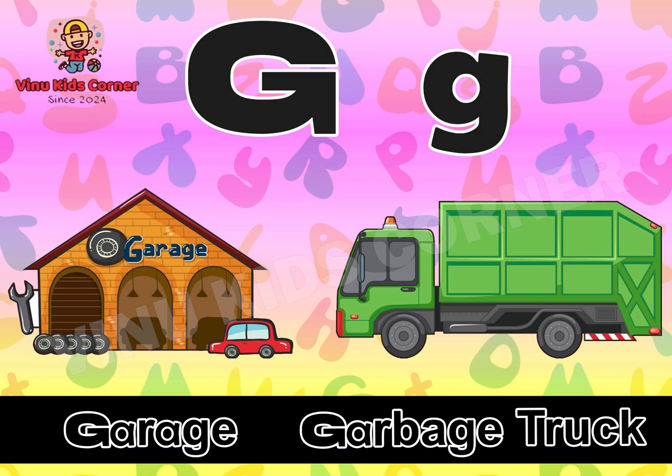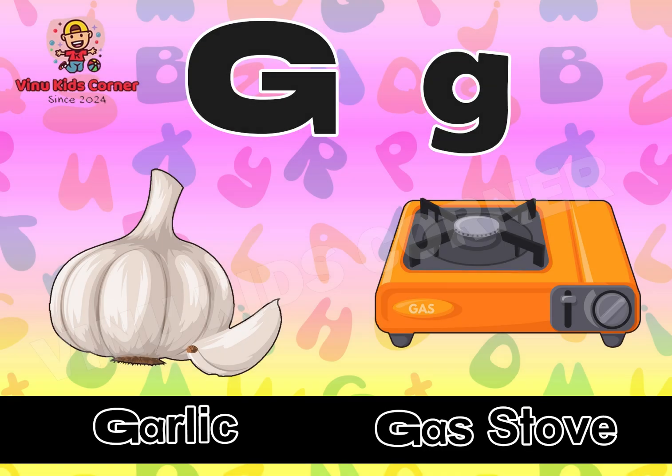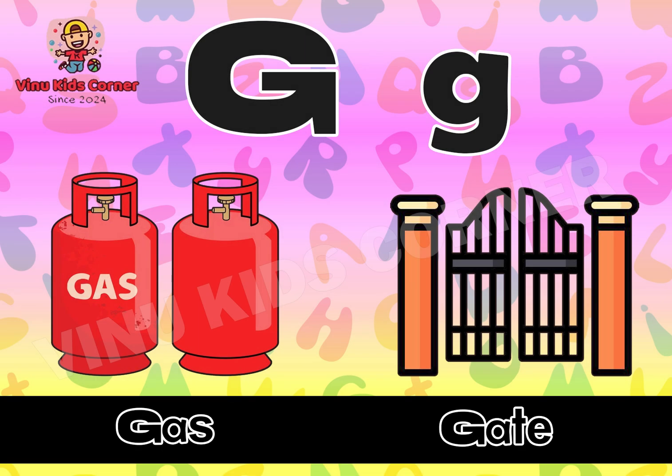G is for garage. G is for garbage truck. G is for garbage. G is for garden. G is for garlic. G is for gas stove. G is for gas. G is for gate.